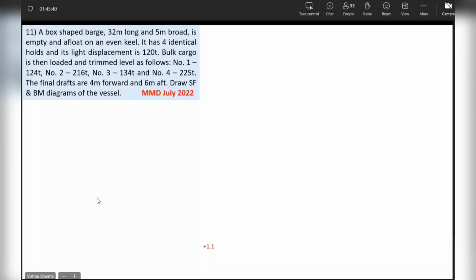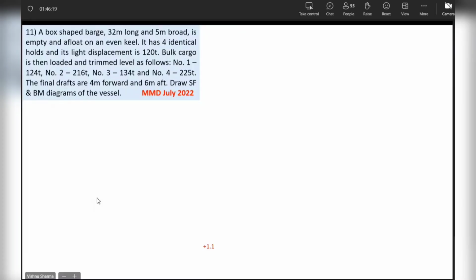A box-shaped barge, 32 meter long, 5 meter broad, is empty, afloat on even keel. So empty on even keel means light displacement is uniformly distributed. It has 4 identical holds and its light displacement is 120 tons. Bulk cargo is then loaded and trimmed as follows. Number 1, 124 tons trimmed level. 2, 216, 3, 134, 4, 225. The final drafts are 4 and 6 meters. Draw the SF and BM diagram of this vessel.